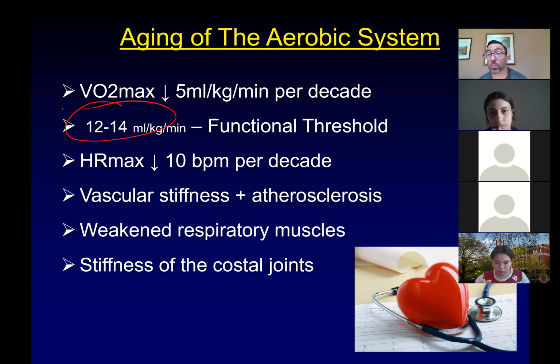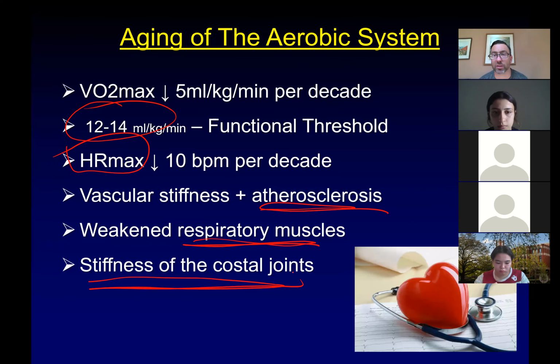So you need to maintain activities and do some things to prevent some of this loss in VO2 max, which we can very much do. A lot of it is due to the drop in max heart rate. A little bit of it is due to atherosclerosis and some changes in arterial function. You may have weakened respiratory muscles, and your diaphragm may become weakened. There may be some stiffness in the costal joints, so you lose some elasticity in your lungs. But a lot of this can be prevented if you just stay active.